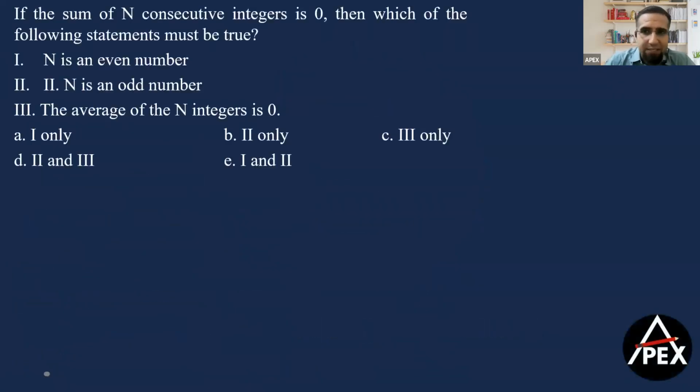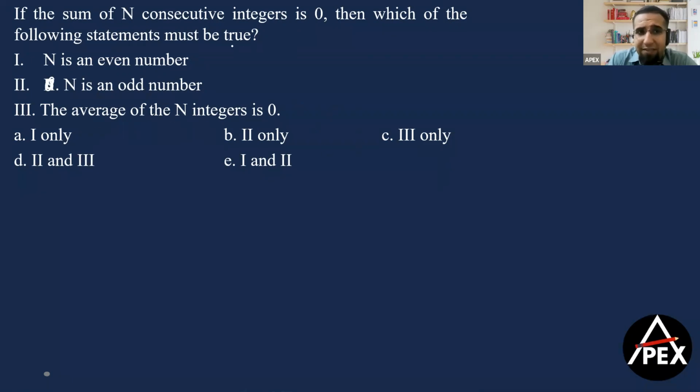Before we start, I repeat, pause the video, solve on your own, and then watch the solution, okay? If the sum of n consecutive integers is zero, then which of the following statements must be true? The first statement says n is an even number. The second statement says n is an odd number. And the third statement says the average of n integers is zero.